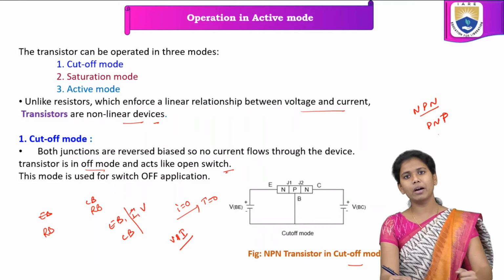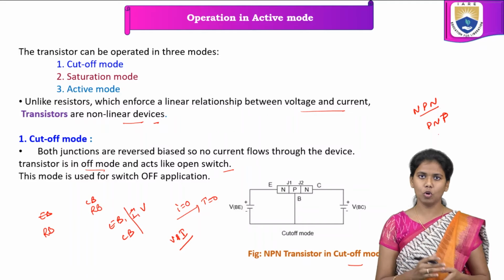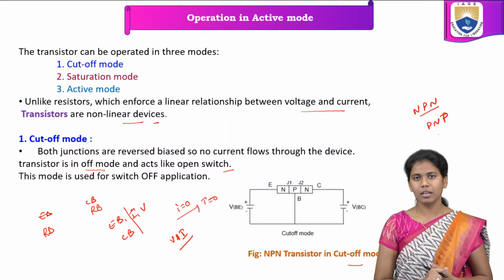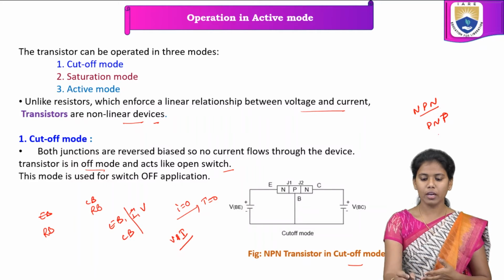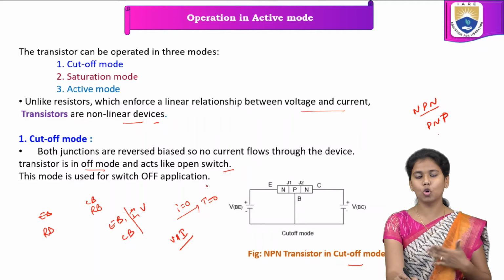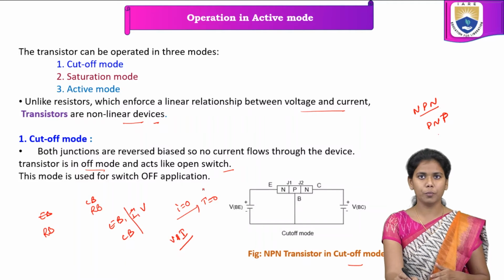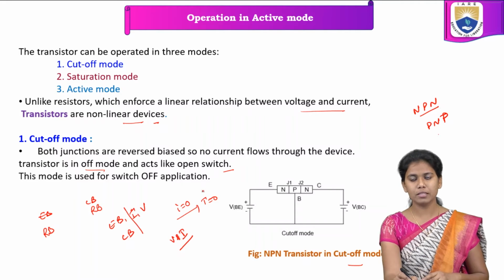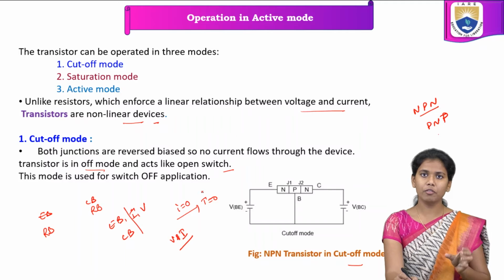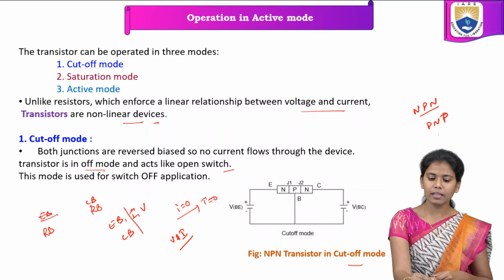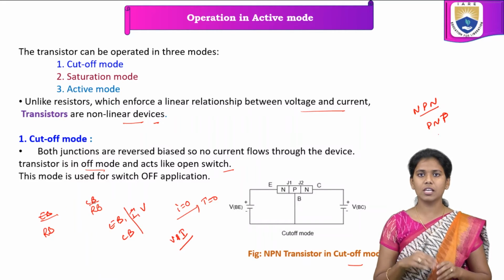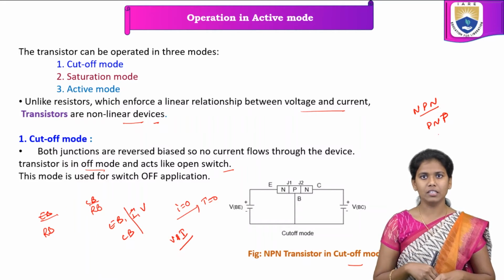So we all know what a closed switch and an open switch are. There's a difference between the closed and the open switch. Here we are saying that the transistor is in the open switch condition when the current flowing is 0, that is, I equals 0. It means that both junctions, the emitter base and the collector base, are in the reverse bias condition.